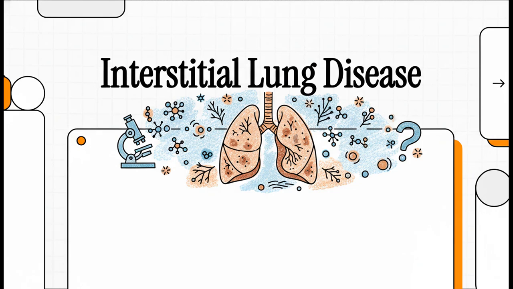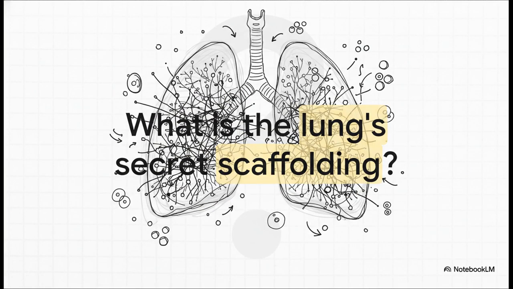All right, today we're diving into a really complex group of diseases that basically turns our lungs' delicate support system into stiff, scarred tissue. It's called interstitial lung disease, or ILD, and it all starts in a part of the lung that, honestly, most of us have never even heard of. So, to really get a grip on how these diseases mess with our breathing, we first have to explore this hidden framework inside our lungs. So, what exactly is this secret scaffolding that holds the whole operation together?